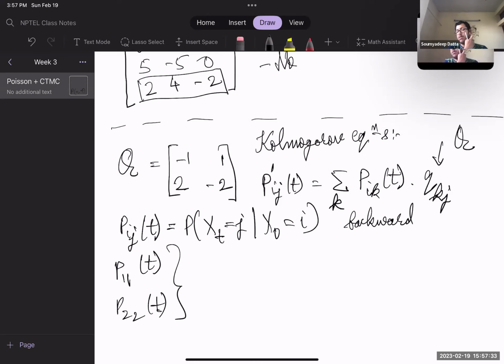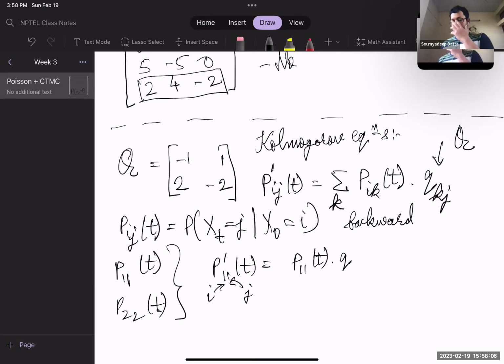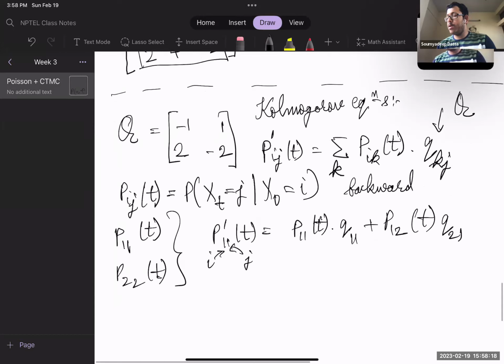Again, I'll just write down the Kolmogorov equations. P'_11(t) equals, let's put k equal to 1 first, P_11(t) times Q_11. So here i equals 1, j equals 1. So I have P_11(t) times Q_11 plus P_12(t) times Q_21, right? From the Q matrix, Q_11 is -1 and Q_21 is plus 2.